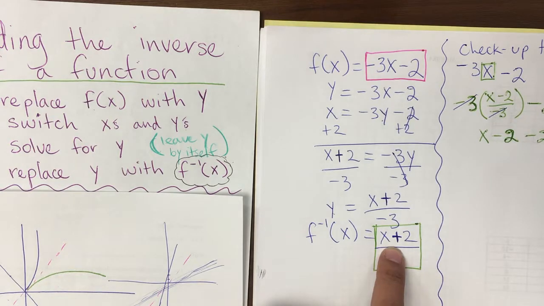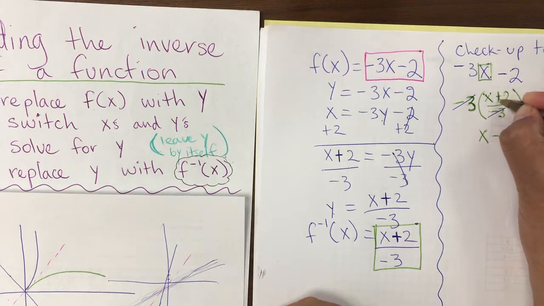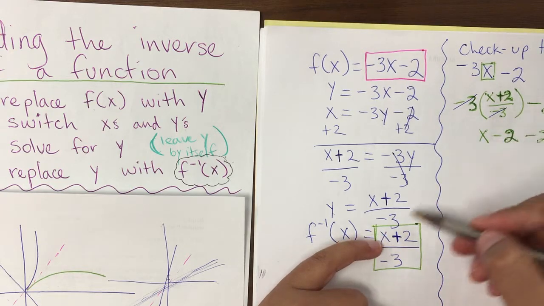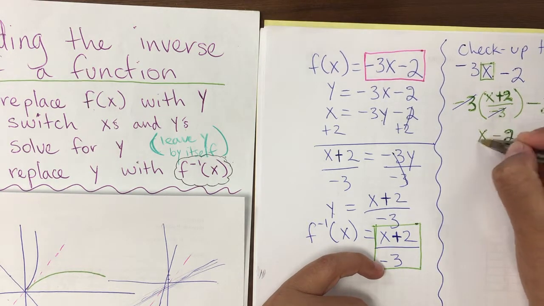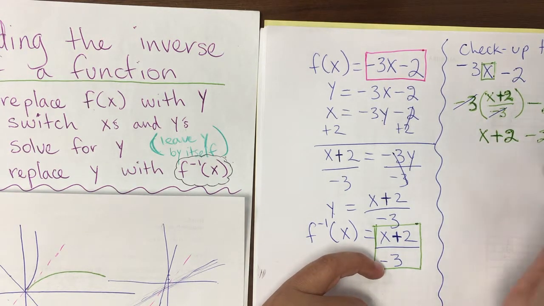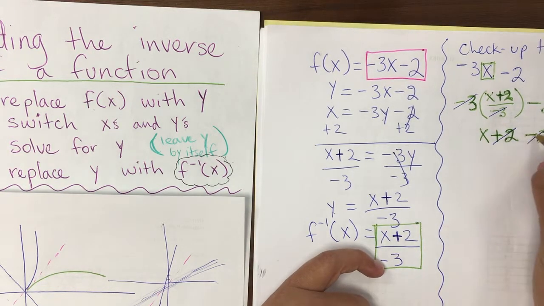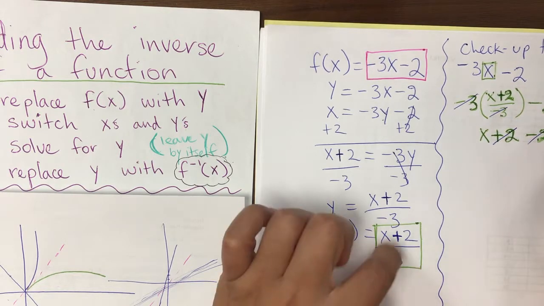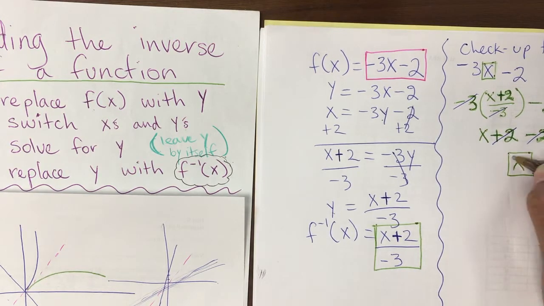So now I can go back to the checkup test and see if my new correction made it right. Okay, I'm putting this x plus 2 divided by negative 3. So these were able to cancel. And now I have x plus 2 and minus 2. So my checkup test helped me notice that I made a mistake when I was trying to find my inverse function. And now that I corrected it, I end up with x.